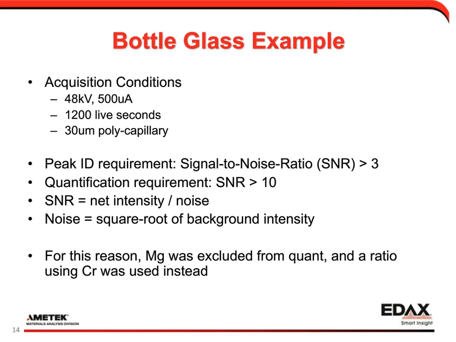Just to quickly go over some acquisition conditions: 48 kV, 500 microamps on the tube, basically as outlined in the ASTM guide, just to not exceed excessively high dead time. So dead time is kept at about 30%. Acquisition time was kept at 1200 live seconds, as was most of the spectra in the guide or in the ASTM method. And then we used the 30-micron polycapillary, and all samples were run in vacuum.